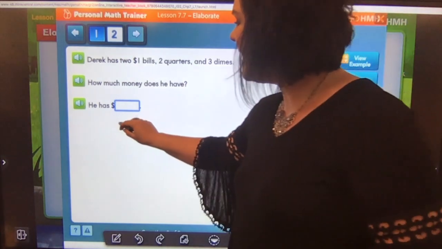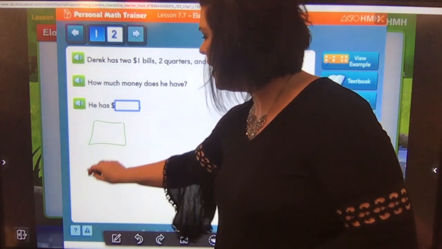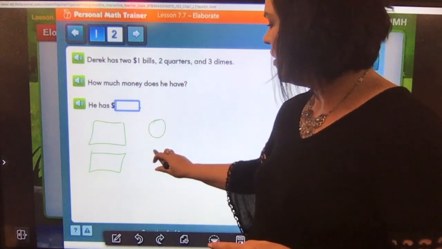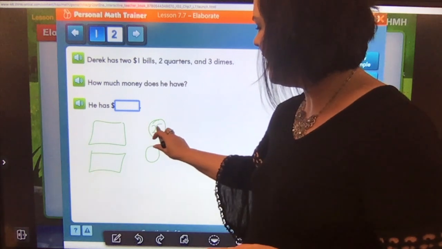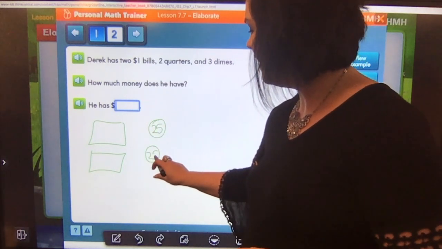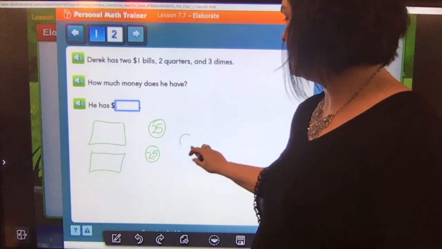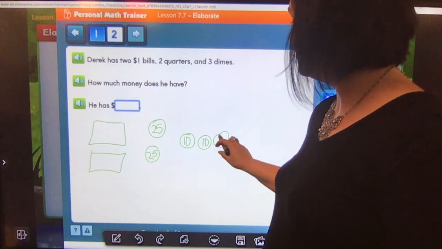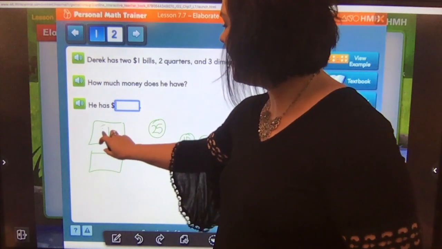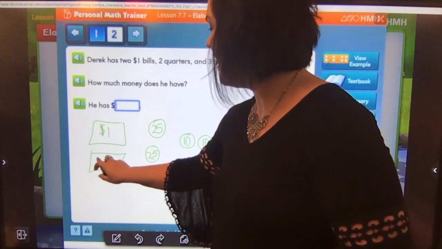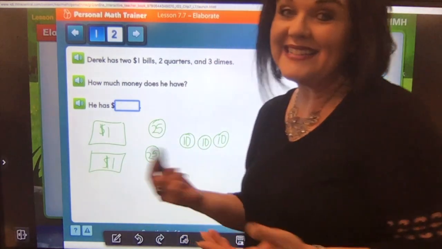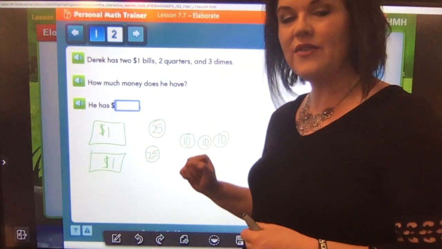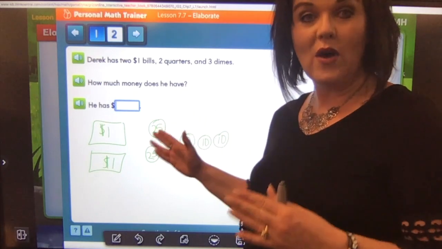Let's write it out. So he has 2 $1 bills. He has 2 quarters, so we can put 25 inside of there. And he has 3 dimes. 1, 2, 3. And we know that those are 10 cents. So let's go ahead. I guess we already know that that's $1 because it's square, but that's okay. We can still label it. All right, so let's go ahead and figure out, what do we have?